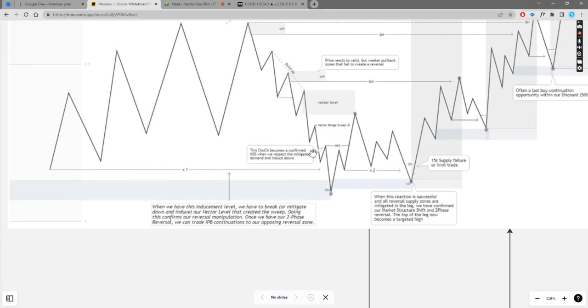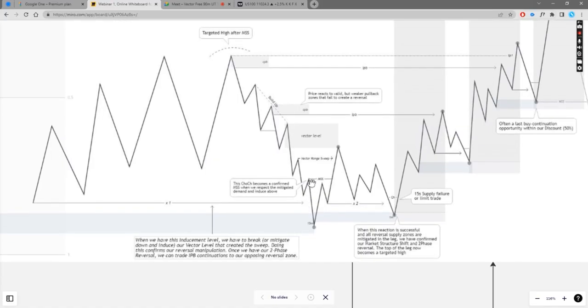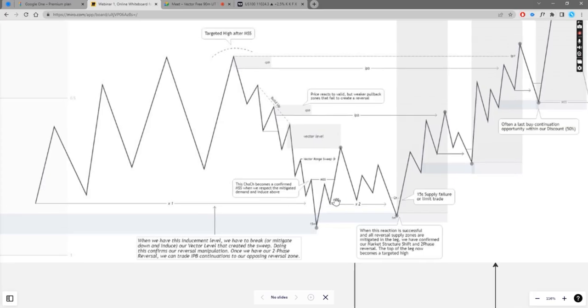Then what we've got to do is break that last leg that creates that sweep, okay? It's very important, and we'll go over that another time. If we break that last valid order block there, we have our structural shift. We also have a vector level, which I'll go over soon, but essentially your vector level is the last point of, in this case, supply. And it's very important how we react to our vector level, because it will determine whether we're creating weakness or we're creating strength.